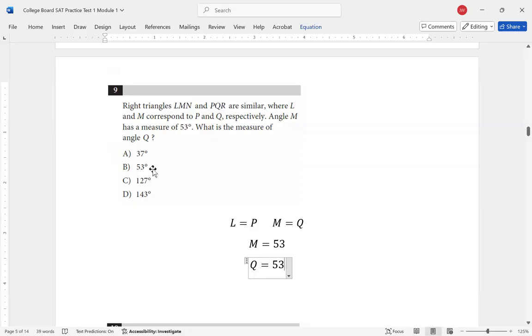Therefore, option B is the correct answer. I didn't even need the fact that these are right triangles. Option B is the correct answer since M and Q have to be the same angle measurements.